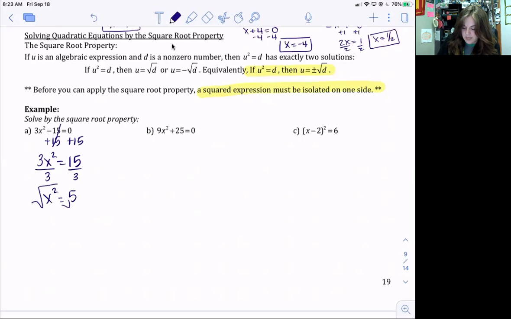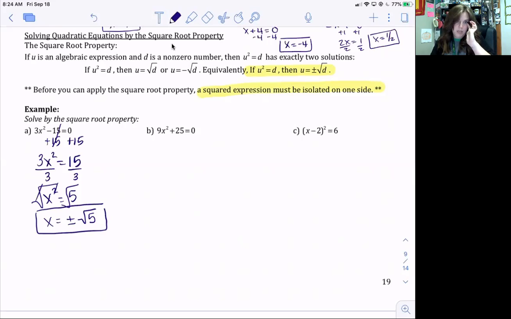Square root both sides to get rid of the squared, and we're left with x equals plus or minus the square root of 5. We can't simplify the square root of 5, so we're just left with that. And leave your answer exact unless it asks for a decimal in your homework.